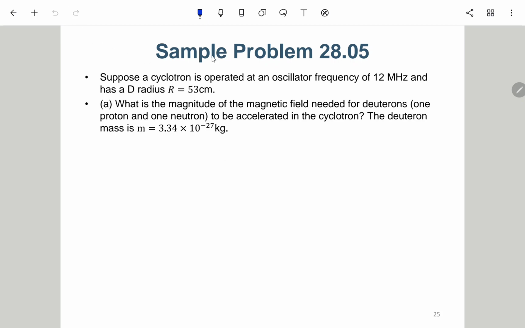Okay, so here let's take a look at the sample problem. It says suppose a cyclotron operates at an oscillating frequency of 12 megahertz and has a dee radius r equals 53 centimeters. What is the magnitude of the B field needed for the deuteron? Okay, deuteron: one proton and one neutron to be accelerated in the cyclotron. The deuteron mass is roughly 2 times that of the proton.